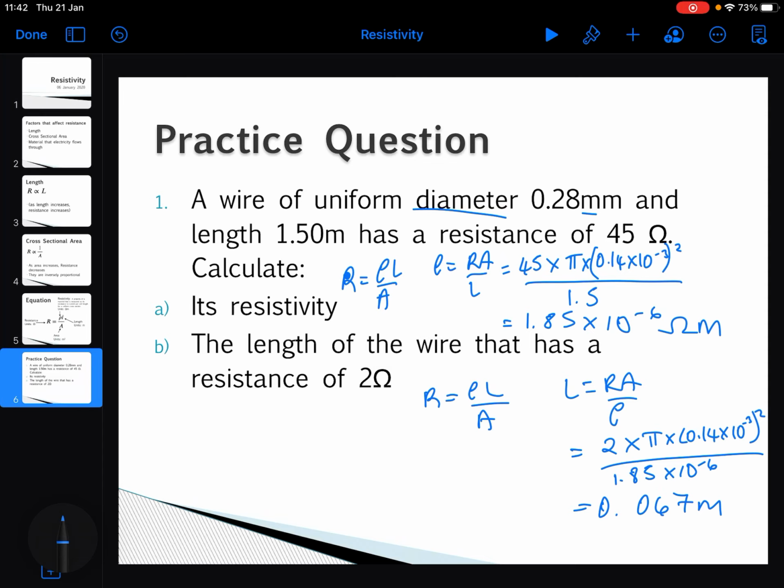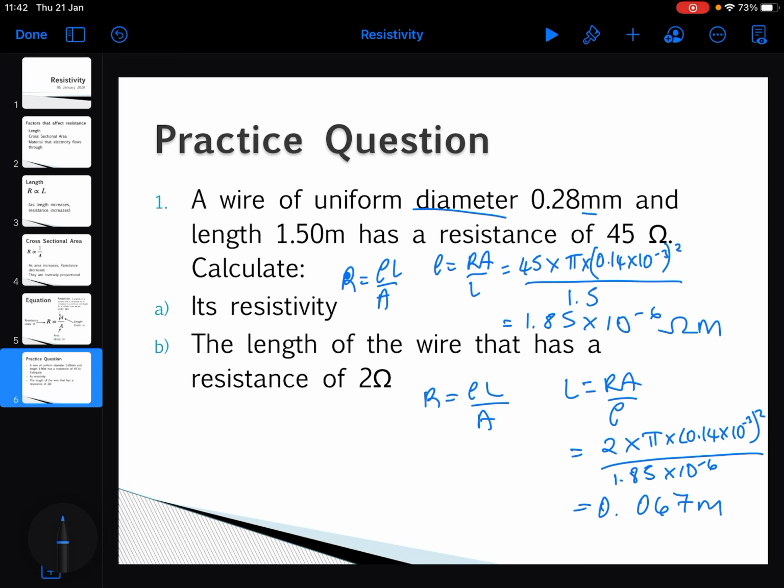That's effectively 0.14 millimeters squared. Again, people will forget the squared, so please make sure you're doing that. Divided by length, which is 1.5. Popped it into my calculator and it came out as 1.85 times 10 to the minus 6 ohm meters.